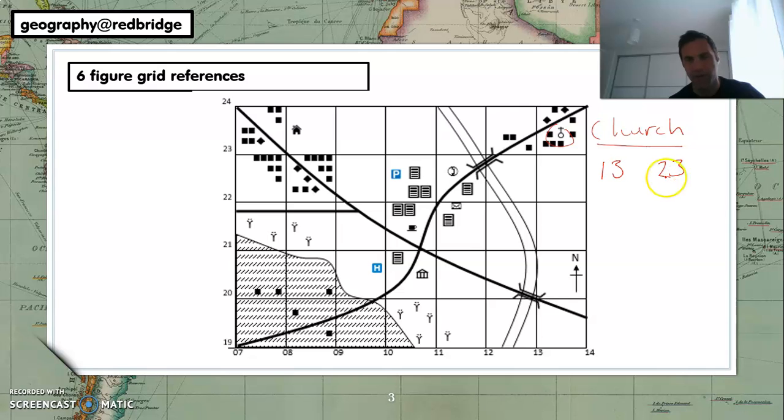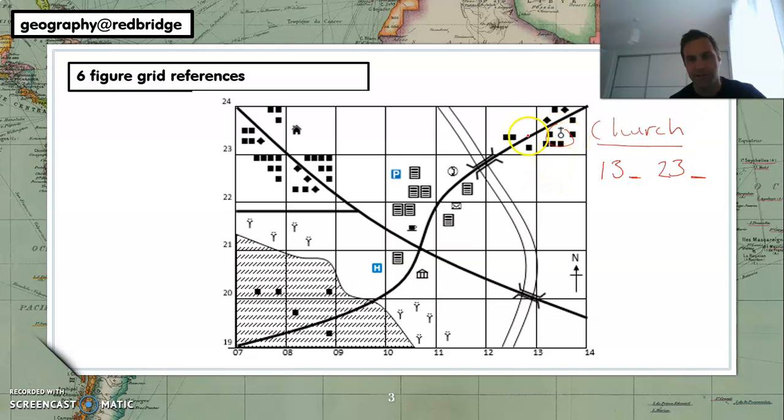But to be more accurate, we need an extra number there and we need an extra number there. Okay, and that breaks that square down to a much smaller area. So if this was 1 kilometer and that was 1 kilometer, this four-figure grid reference would make it a 1 kilometer square. By putting the six figures in, the third number here and the sixth number here, you're breaking it down into a 100 meters square area, which makes it much easier to find.